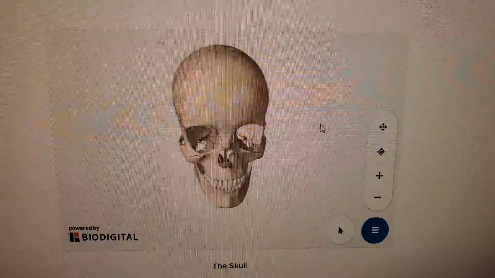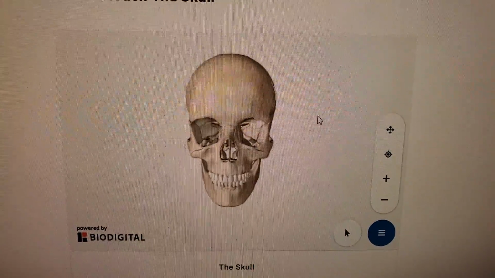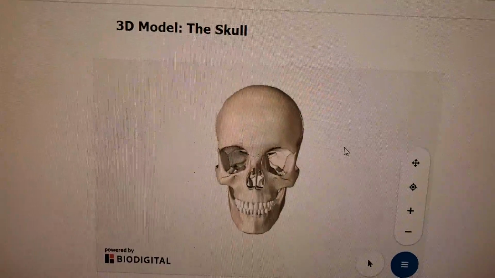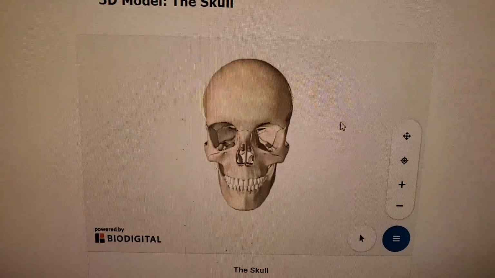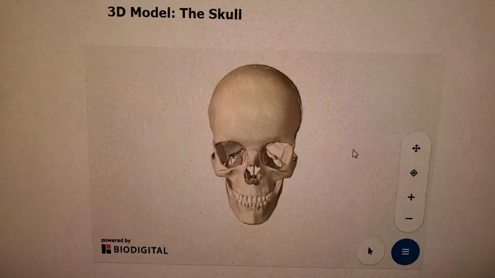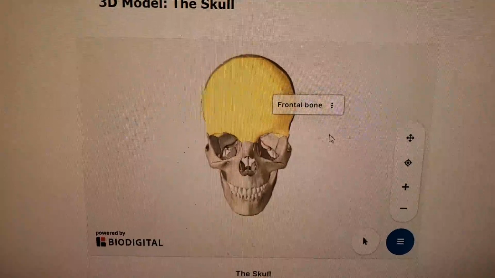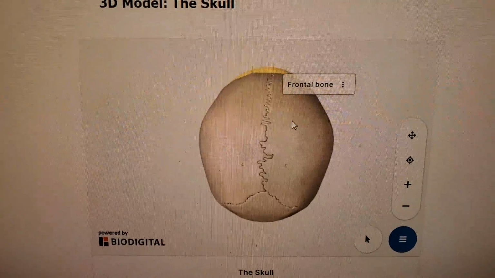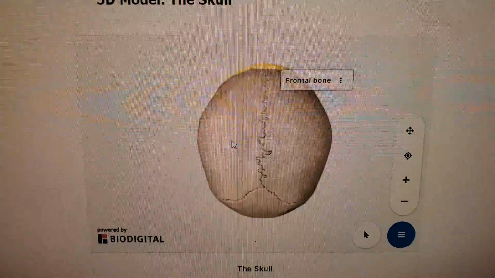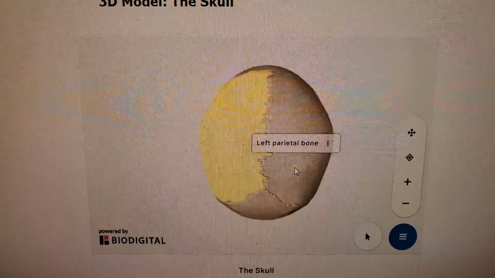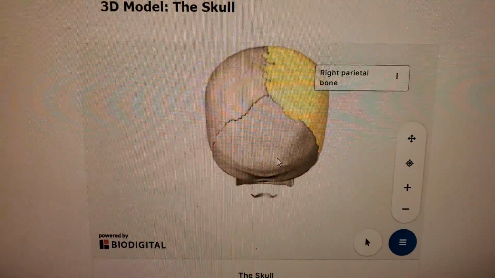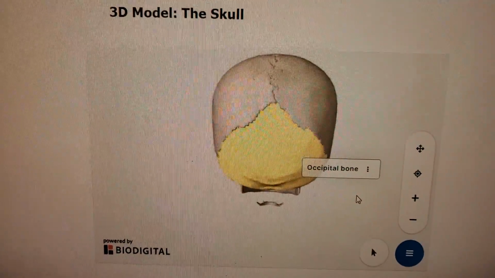And to begin, I'd like to talk about the neurocranium. The neurocranium is made up of 6 bones, and they start off with the frontal bone. And as you come back here, the parietal bone has 2 sides. So there's the left side and the right side of the parietal bone, and it also has the occipital bone, which is back here.